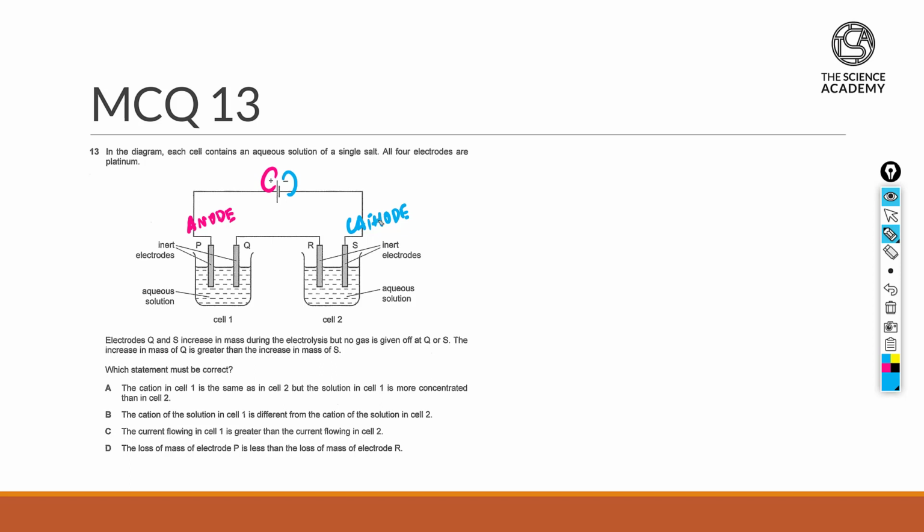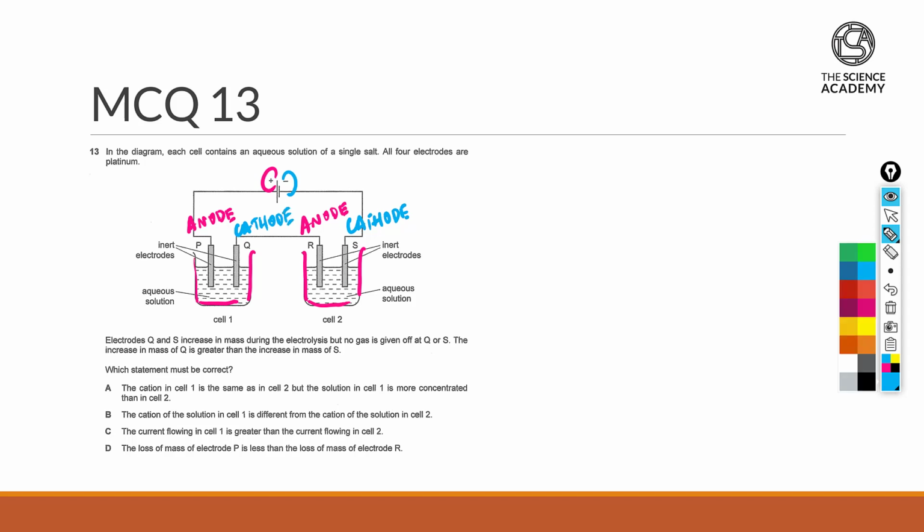And in the middle, we have Q and R. So for each of these beakers, it's important to know that you cannot have two anodes and two cathodes. So R would have been the anode, and for Q, it would have been the cathode.